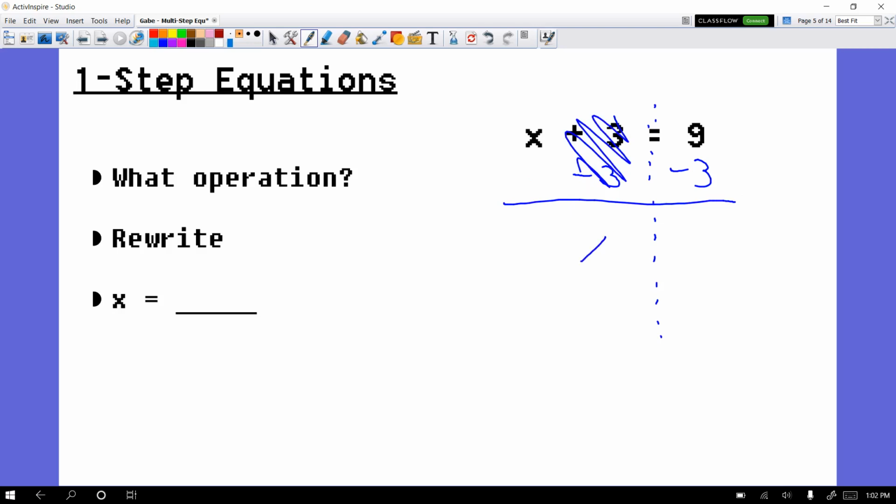And notice I'm rewriting this. I'm not just writing the answer beneath it. 9 minus 3 is 6. 6 plus 3 equals 9. Check. I just checked it.